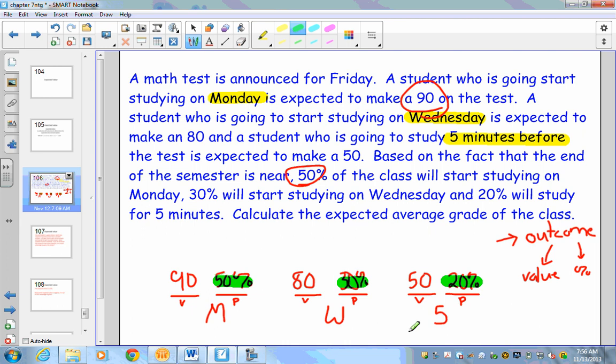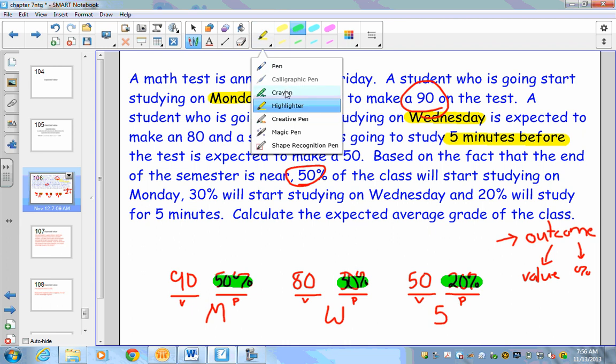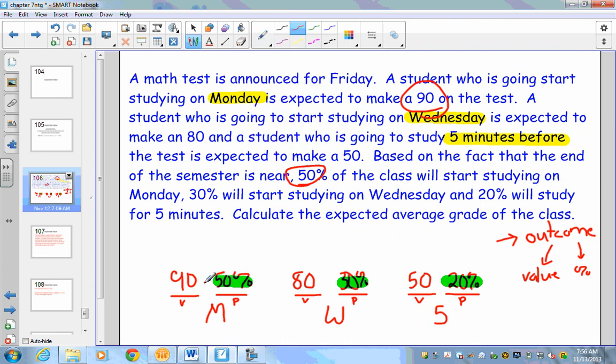Now once you have the setup, pretty much everything else is pretty simple. What you're going to do is multiply each pair of numbers for each outcome, and then after you multiply, you're going to add it to everything else. So I'm going to multiply 90 times 50%, which gives me a 45. And then 80 times 30%, let's see, is 24. And then lastly, 50 times 20% is 10. And so I'm going to take these three numbers after multiplying and then add them together.